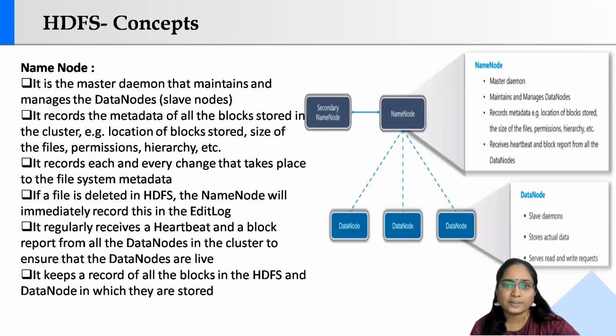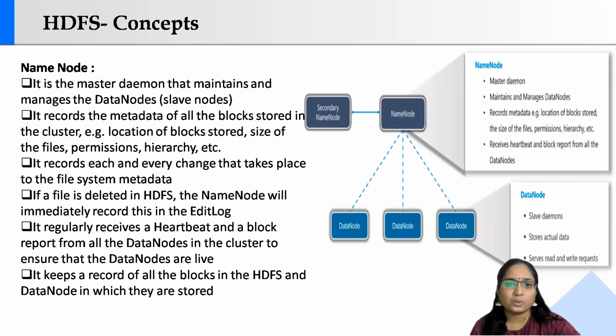So what is the concept behind this? Name node and data node. First of all, the name node is the master node. It mainly maintains the storage things and manages the data nodes. That's mainly handling the slaves.